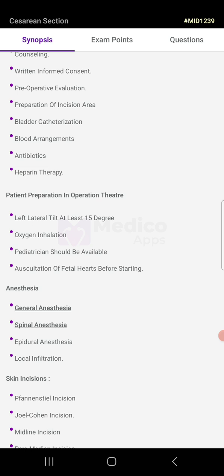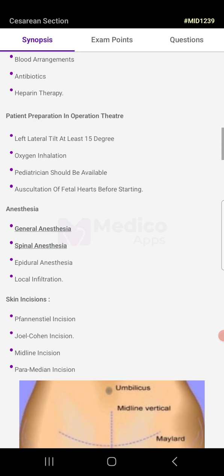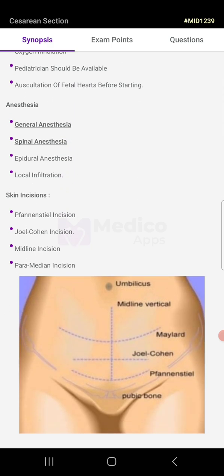Left lateral tilt at least 15 degree. Oxygen inhalation, pediatrician should be available. Auscultation of the fetal heart before starting. Anesthesia: general anesthesia, spinal anesthesia, epidural anesthesia, local infiltration.